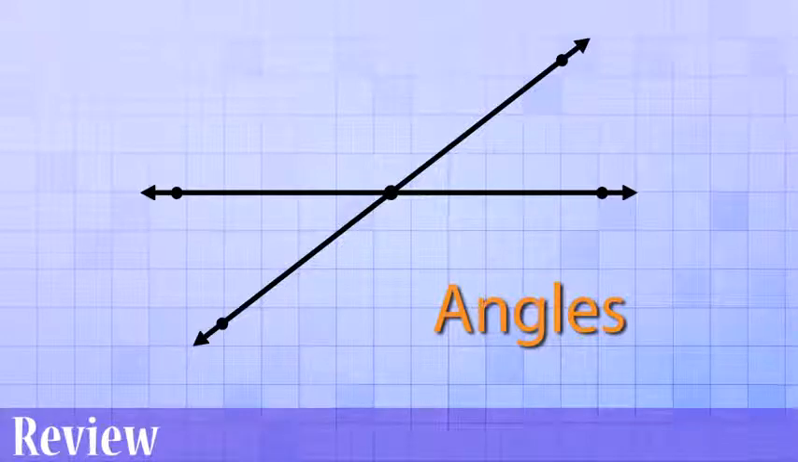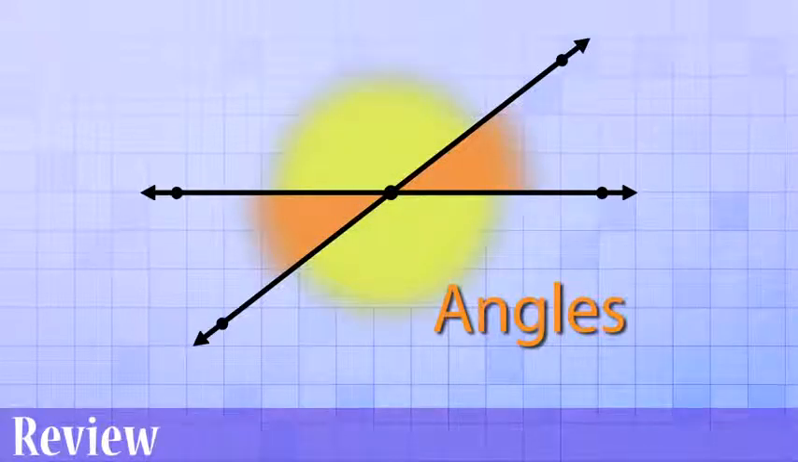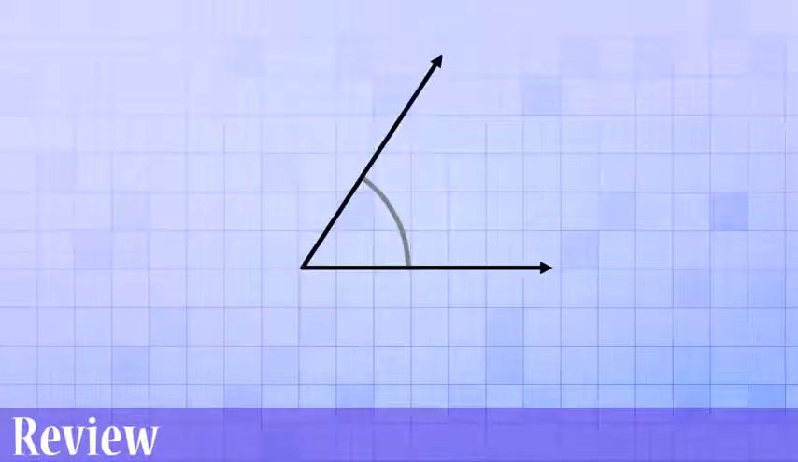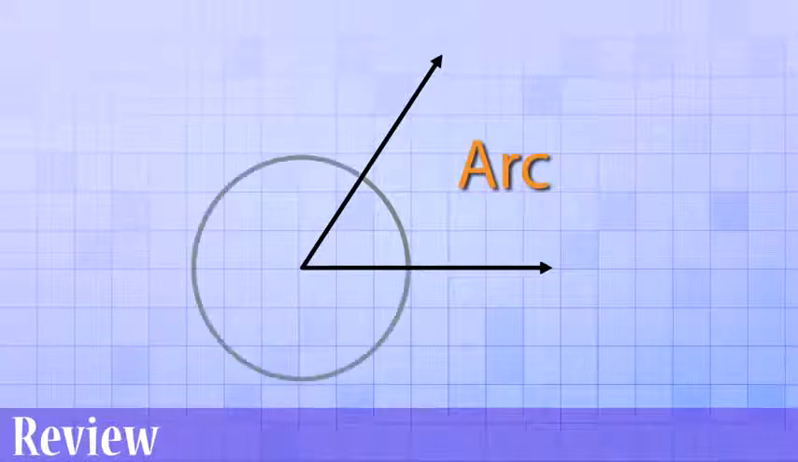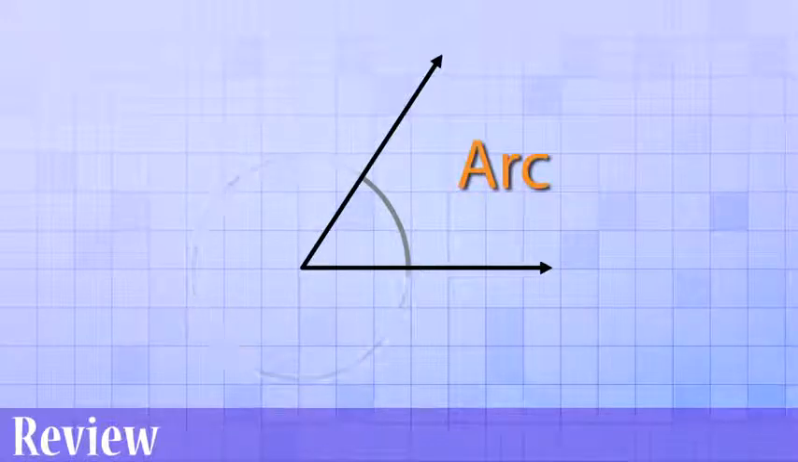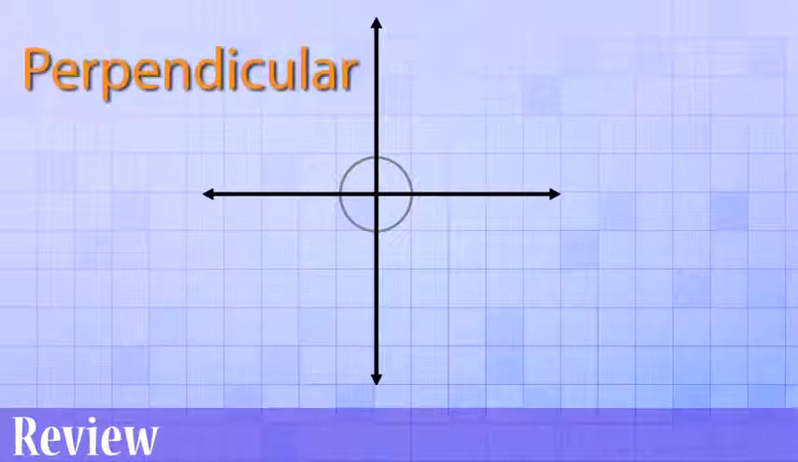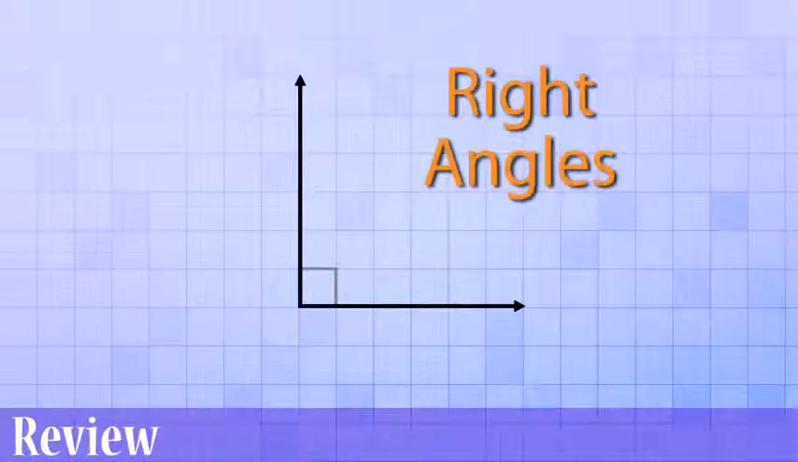Lines that intersect form angles. You can think of angles as the spaces between the lines. Angles can be named by the points that form them, just like connect the dots. An arc is a part of a circle. Arcs can be used to represent an angle between two intersecting lines. When intersecting lines form all exactly equal angles, the lines are perpendicular. Perpendicular lines form right angles.